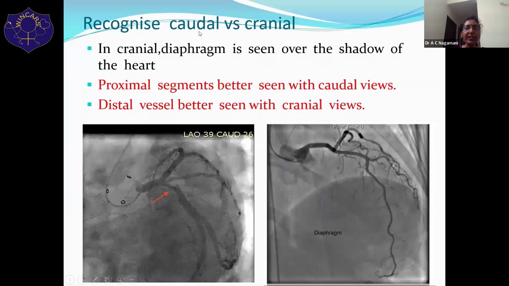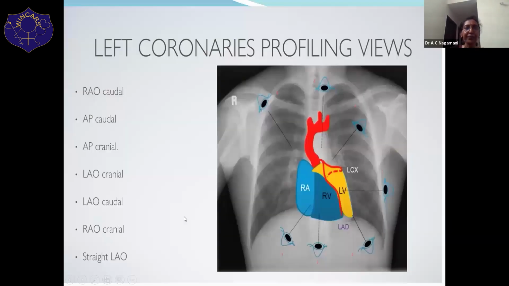So how do we recognize whether it is caudal or cranial? In cranial, the diaphragm is seen over the shadow of the heart. One general rule is that if we need to see proximal segments better, it's the caudal views which we require, and the distal vessel segments are better seen with the cranial views, as it is demonstrated here.